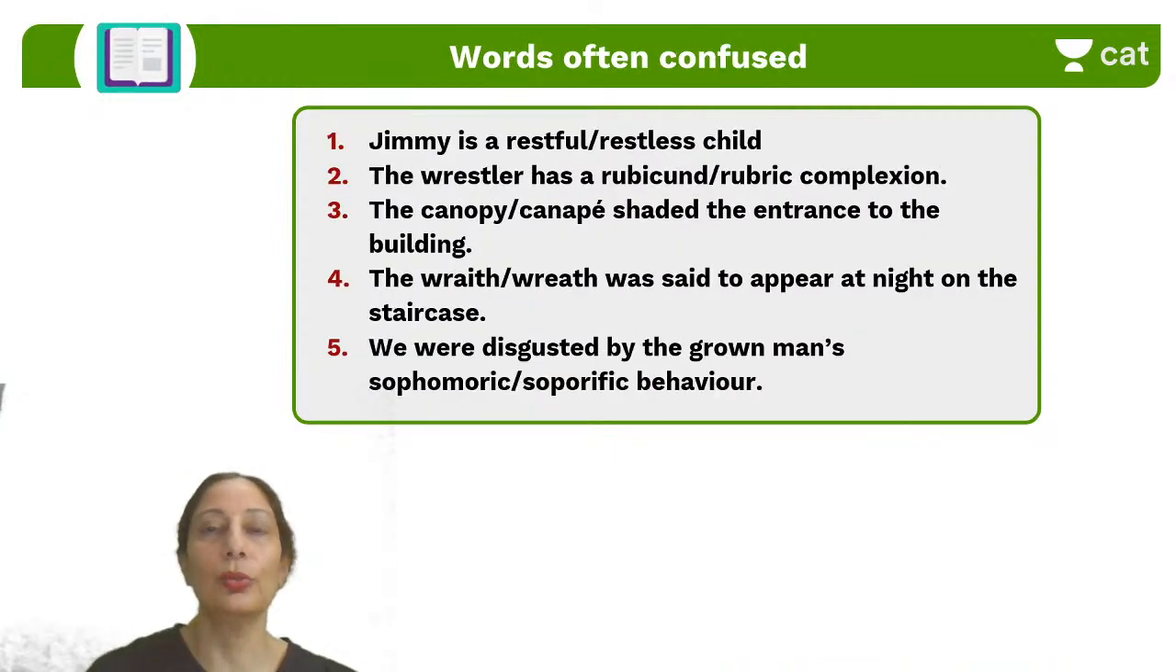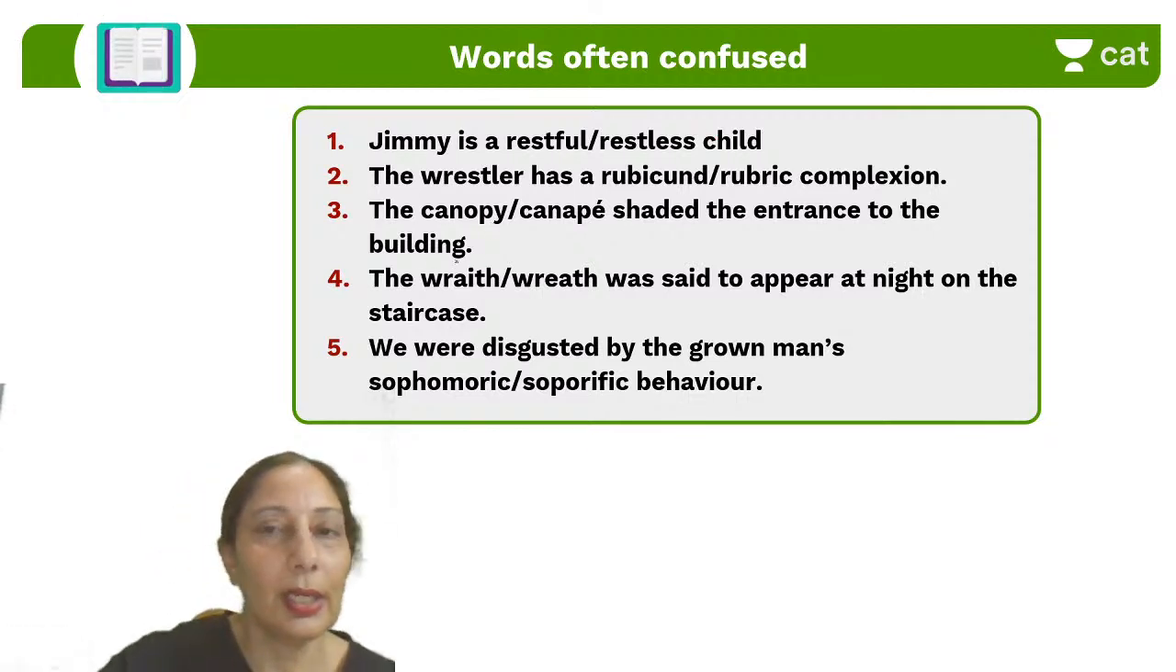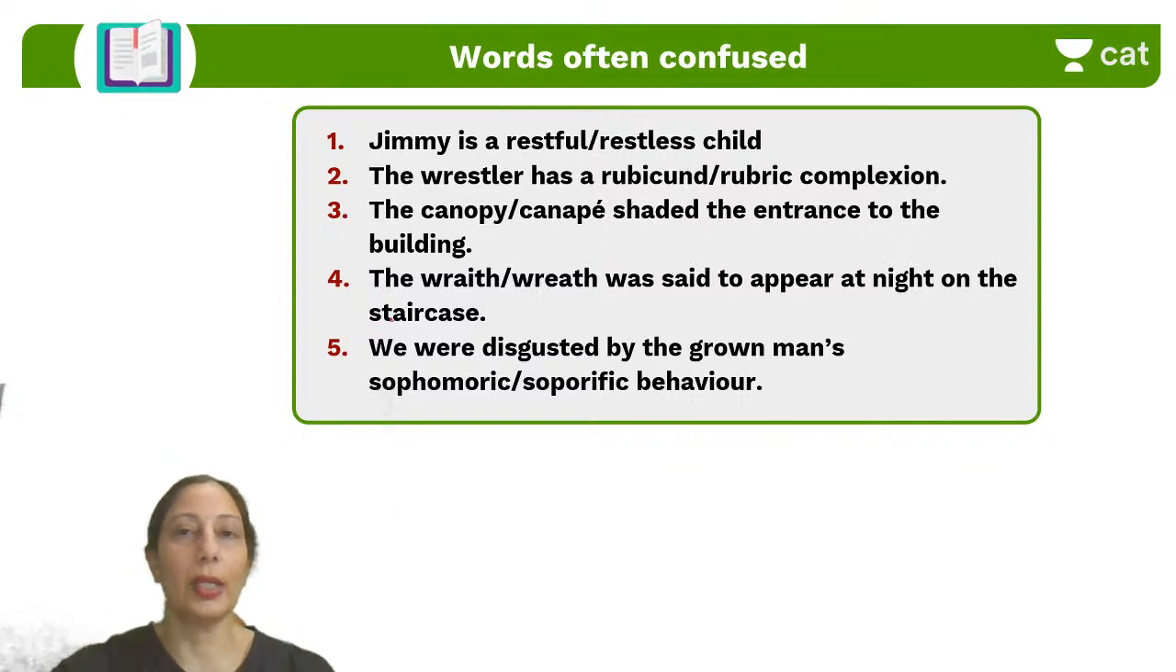Okay, let's go to words often confused. Again, another lesson in words often confused. Give me the answers of each of the sentences. Jimmy is a restful or restless child. Yes, what do you think is the answer? Jimmy is a restful or restless child. Yes, this was an article I had written in the newspaper in the Deccan Herald some years back, guys.